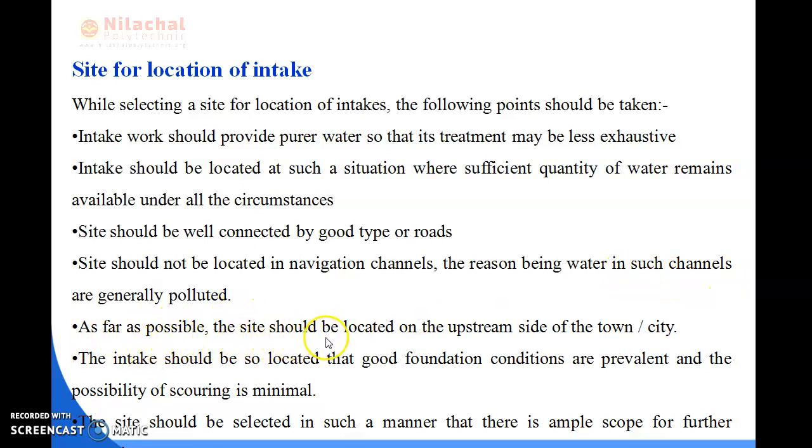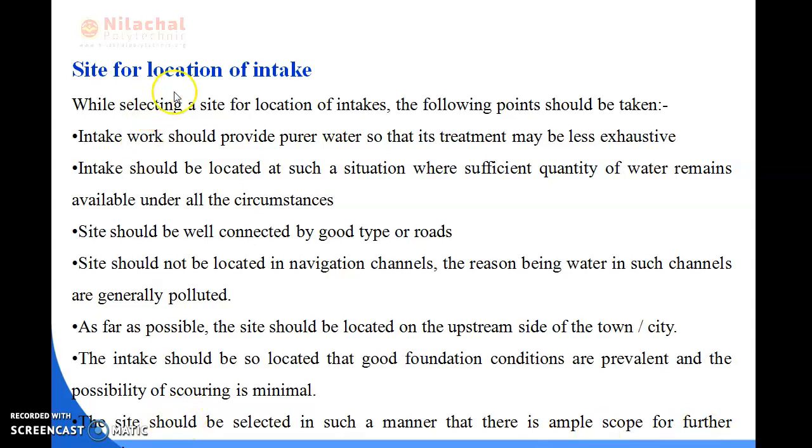And as far as possible, the sites should be located on the upstream side of the town or the city. And the intake should be located so that good foundation conditions are prevalent and the possibility of scouring is minimal. And the site should be located in such a manner that there is ample scope for further expansion.